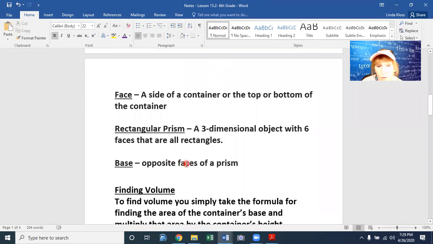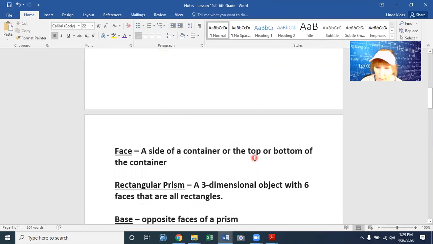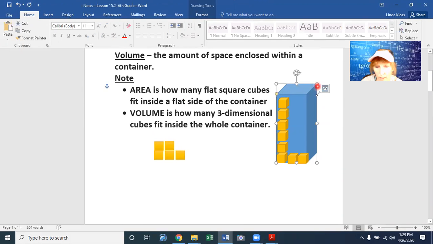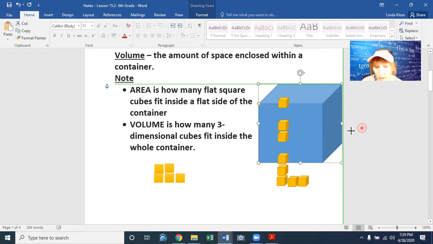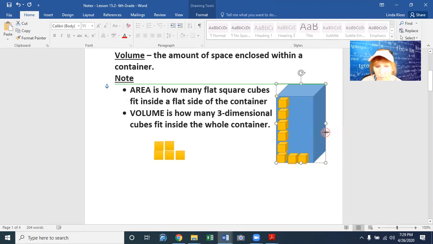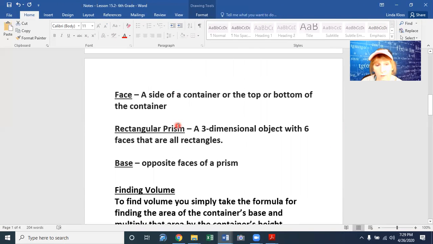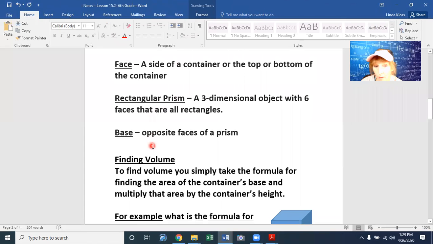What is a rectangular prism? It is a three-dimensional object with 6 faces that are all rectangles. Mine is not exactly a rectangular prism because I've got a square up on top. So if I was going to make it a rectangular prism, I'd have to stretch it out a little bit more and make it more of a rectangle. Now it's starting to look more like a square. But a rectangular prism has all faces that are rectangles, and it's three-dimensional.